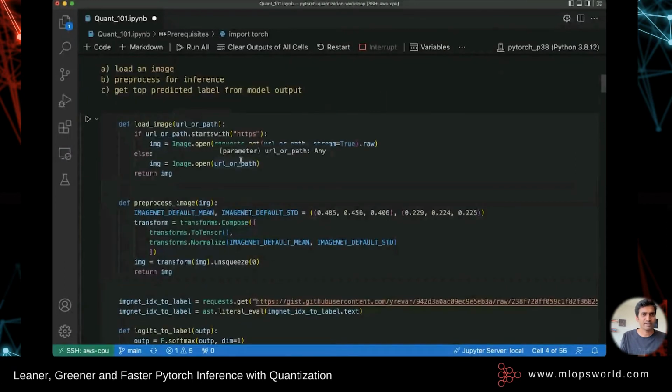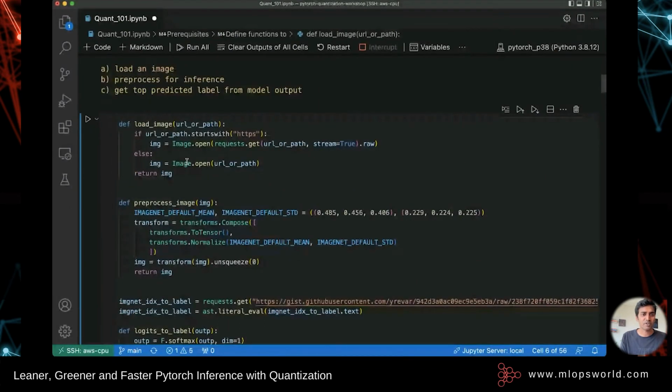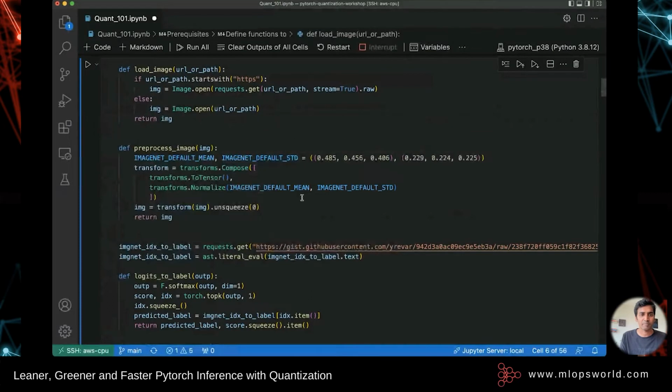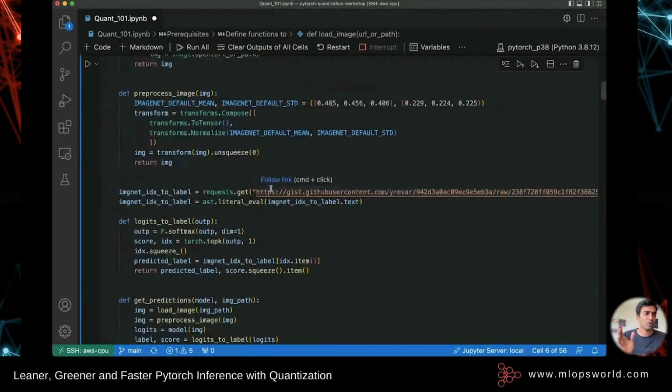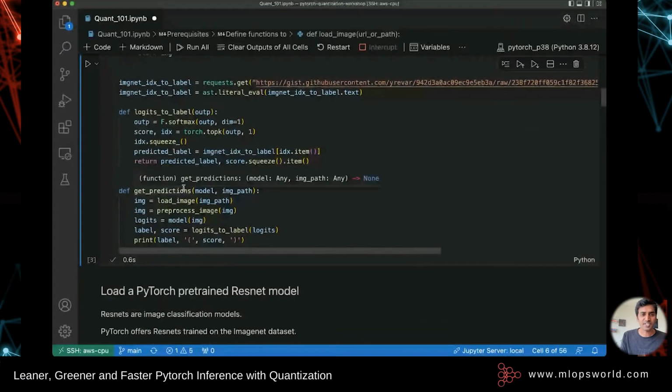And let's also get some prerequisite functions out of the way. This function just loads an image from either a file or a URL. This one pre-processes it based on the ImageNet mean and standard deviation. You want to normalize it based on the mean and STD that were used to train on, and we are using a ResNet, which was trained on ImageNet. So we want to use the same values over here. And yeah, these are just helper functions. They don't have anything to do with quantization.